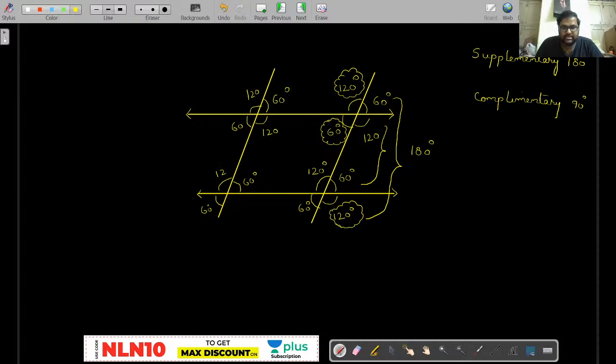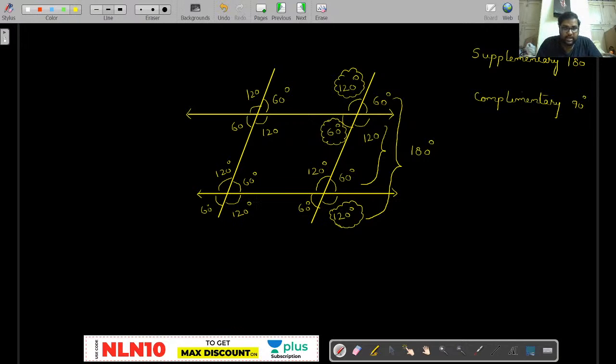Observe here, this is 60, this will be 120 and this will be 120. Now we have discussed some 4 points, right? Interior alternate angles will be equal, exterior alternate angles will be equal, exterior angles on the same side will be supplementary, interior angles on the same side will be supplementary.